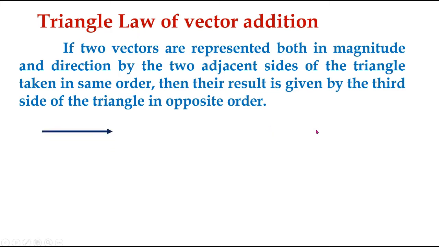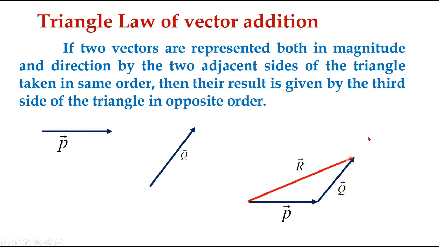So let us take P bar as the first vector, Q bar as another vector. So they are the sides of the triangle. P bar and Q bar are the adjacent sides of the triangle. The third side R bar gives the result of the given two vectors. Now let's see the derivation: how to find the magnitude of R bar.